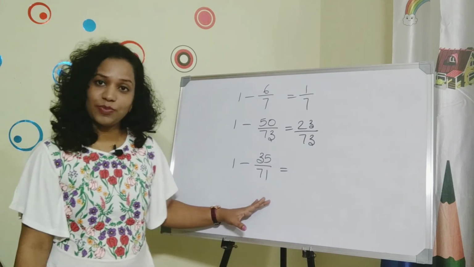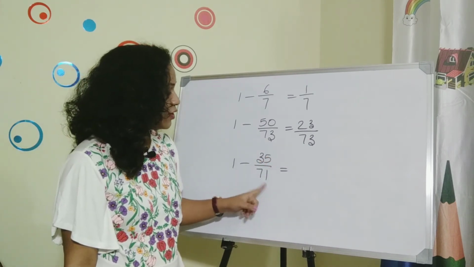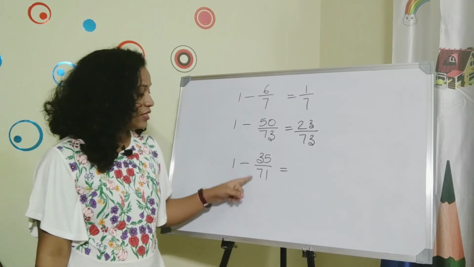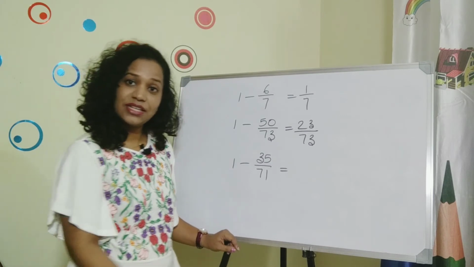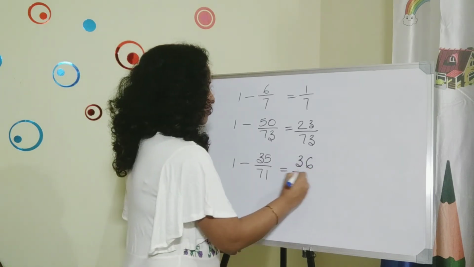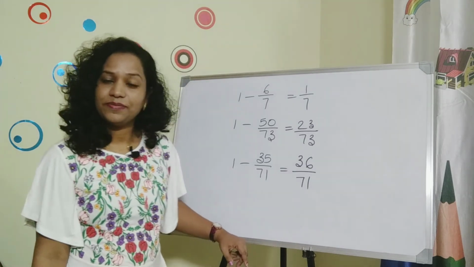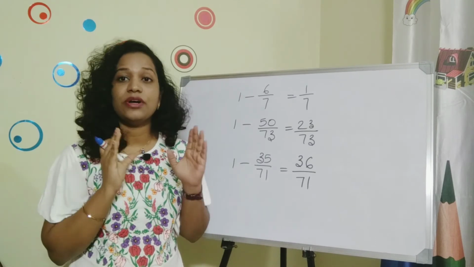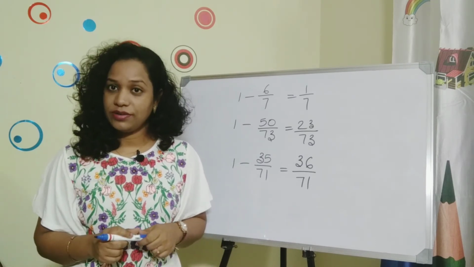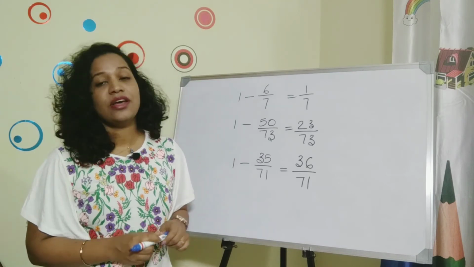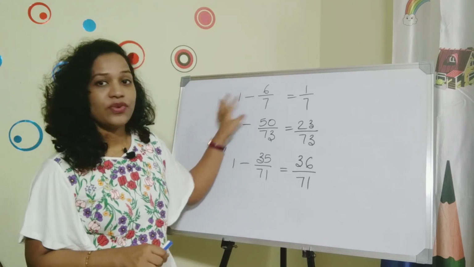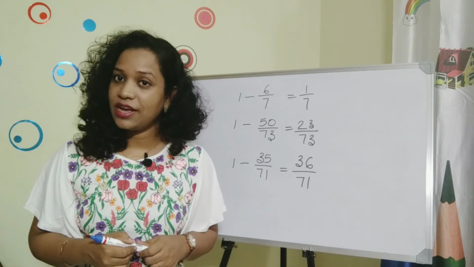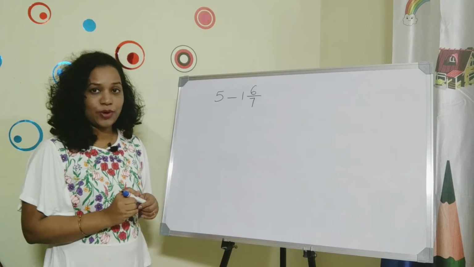And what about this problem? 1 minus 35 by 71. 35 plus 35 is 70, we know that. So 71 minus 35 is 36. 36 by 71. Okay. So did you all understand how do we subtract a fraction from a whole or from 1? It is very simple. You just need to subtract the numerator from the denominator and write that number as the numerator of our answer.